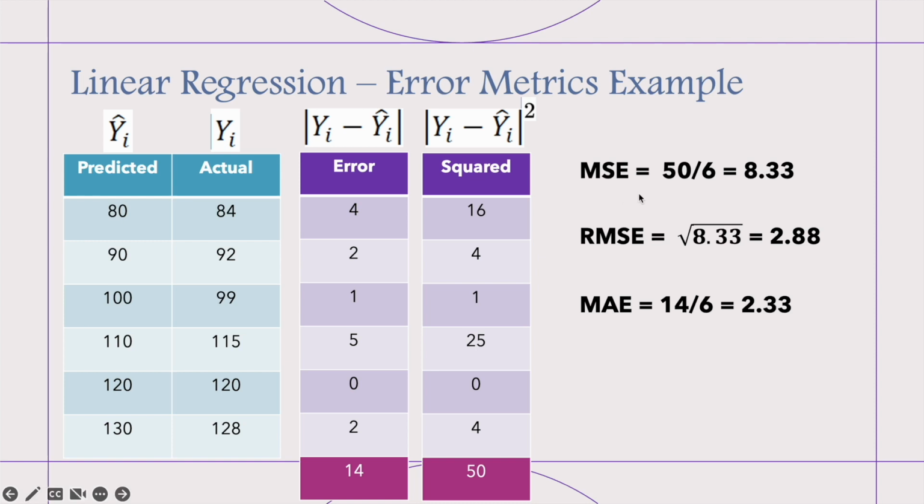Okay, let's look at the MSE, RMSE, and MAE, mean absolute error. So here we found the total of this squared as 50, and we have 6 examples, so n is 6, and the result is 8.33. And for the RMSE, we will just apply the square root to the result, and it is something like 2.88. And for the mean absolute error, we will not use the squared one, we will use this sum, and 14 divided by n, 6, is 2.33.